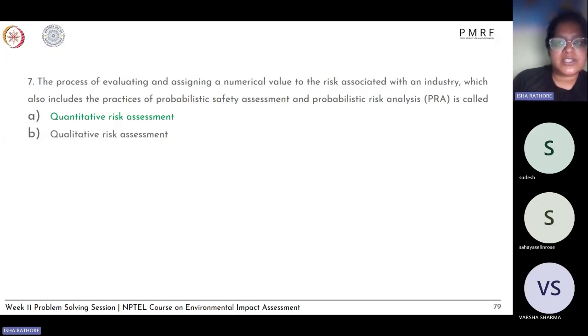Because the definition itself is speaking of numbers, that is, you're directly assigning a numerical value to the risk associated. And you're also looking at the practices of probability and probabilistic risk analysis. So these are all numerical or quantitative assessments. So this is quantitative risk assessment. Okay, so A is the correct answer. Moving on to the next question.